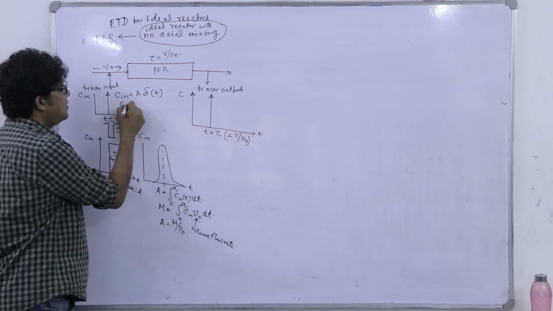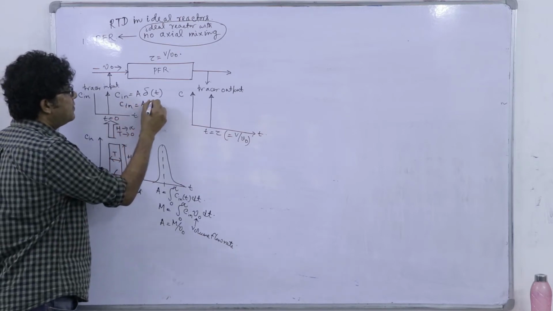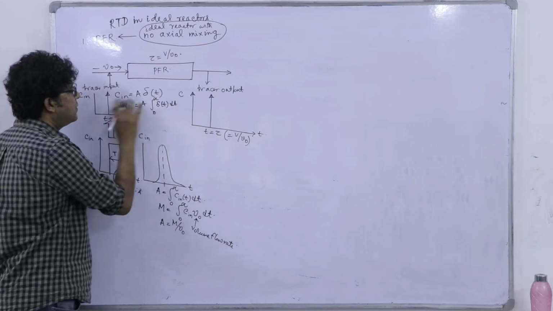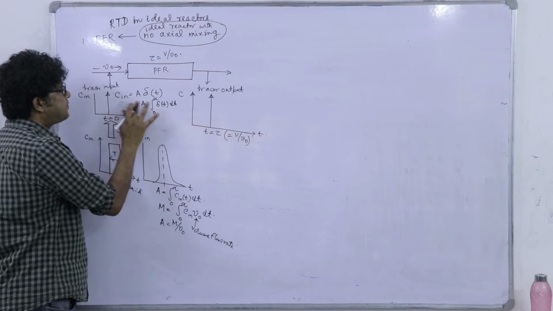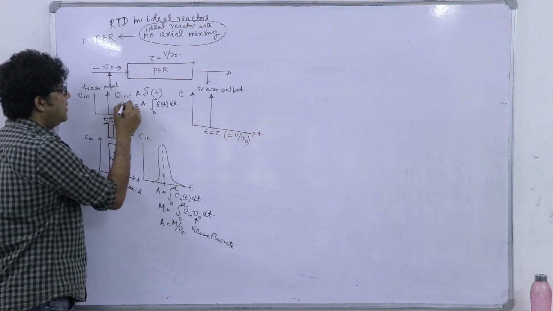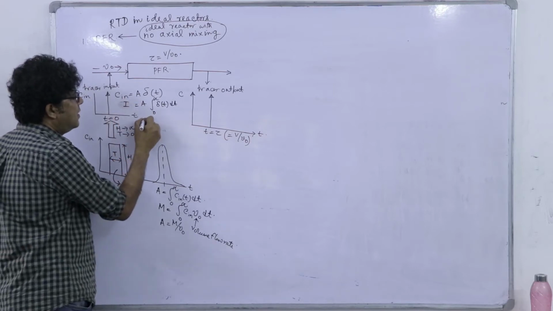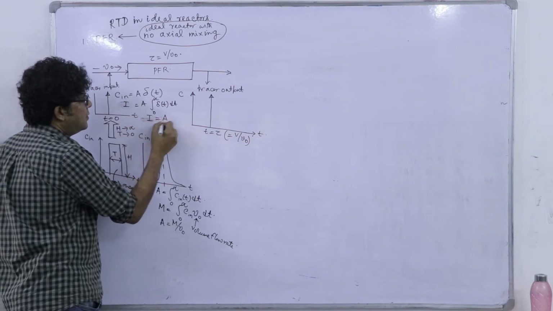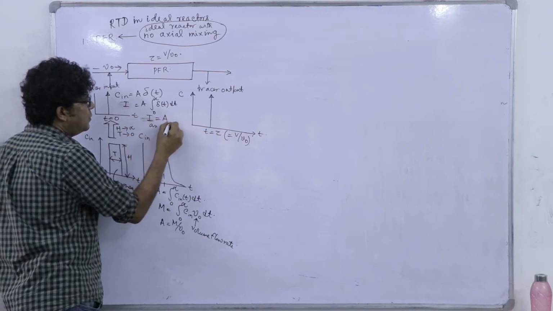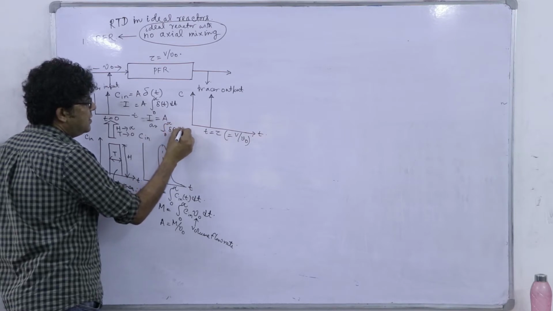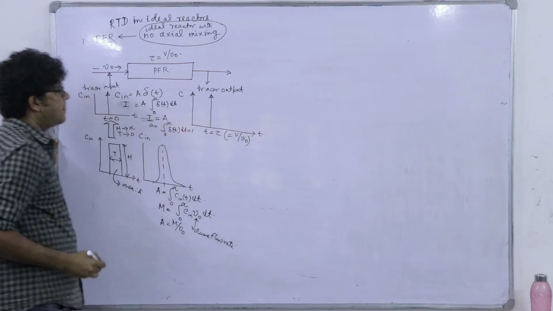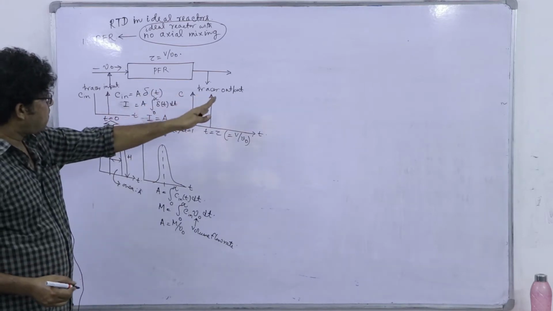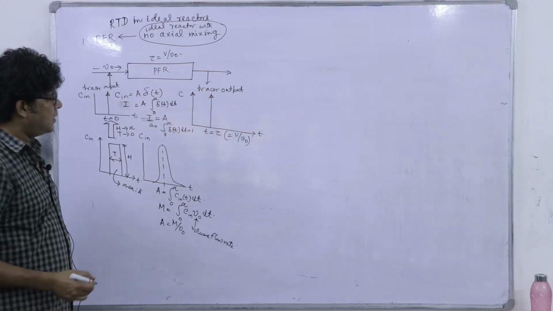So C in here is A times the integral from 0 to infinity of delta t dt, sorry, this is integral I, and this I we can write as A times the integral from 0 to infinity of delta t dt, which is equal to 1. So the same spike will appear at the outlet.